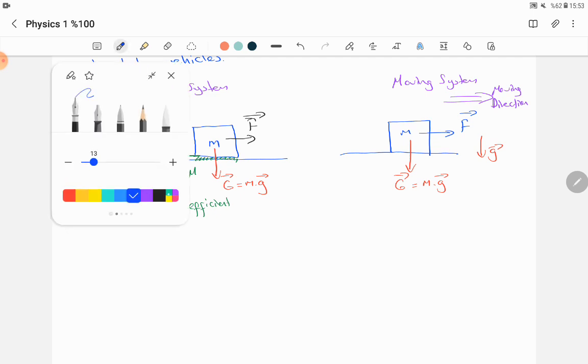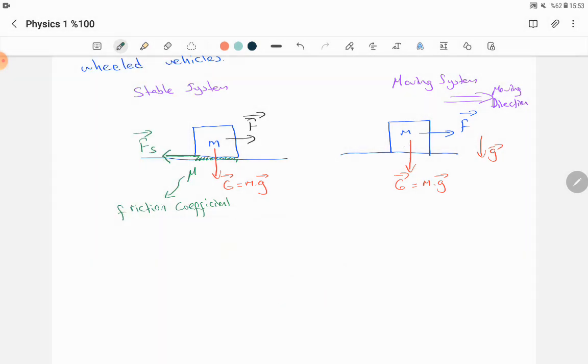And there is also a frictional coefficient between the mass and the surface. In this stable system, the object is not moving, and this frictional coefficient is called the static friction coefficient. If we look at a moving system, the friction coefficient between the object and the surface is called the kinetic friction coefficient.